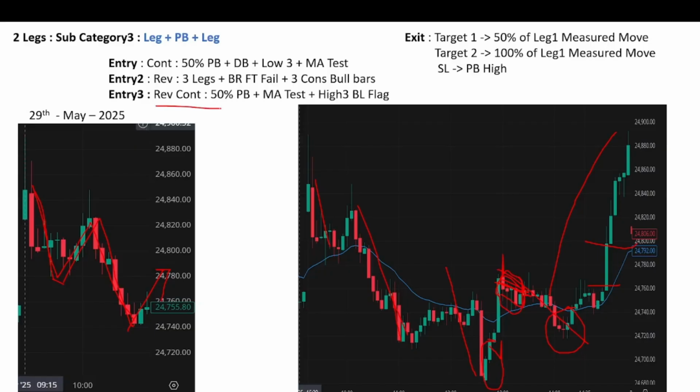So reversal continuation will be, if you had entered the reversal here, it got a 50% pullback and MA test, and high 3 bull flag around this point. So you can enter here as well.